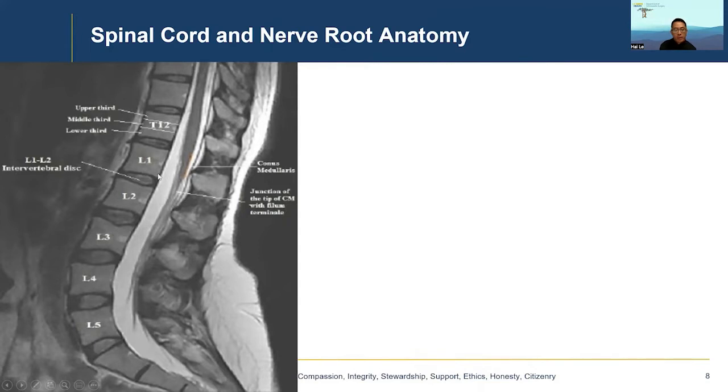So when you injure anything above L1, then you can potentially injure the spinal cord. Anything at the L1, L2 level, you can injure the conus medullaris. And anything below, you can injure the cauda equina. That's when you talk about cauda equina syndrome or nerve root symptoms. You can't injure your spinal cord if you have an injury below L1.